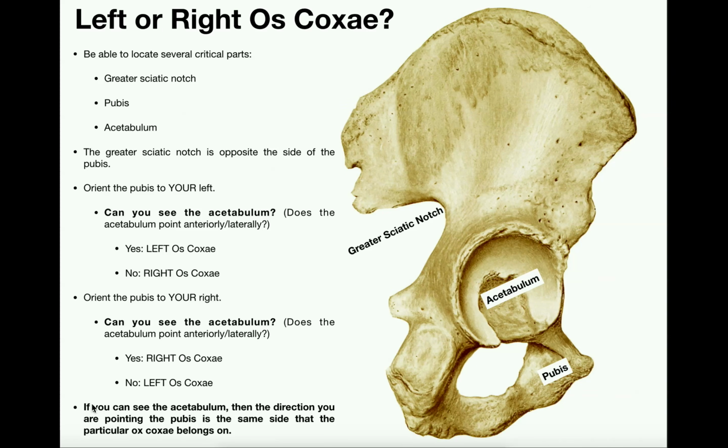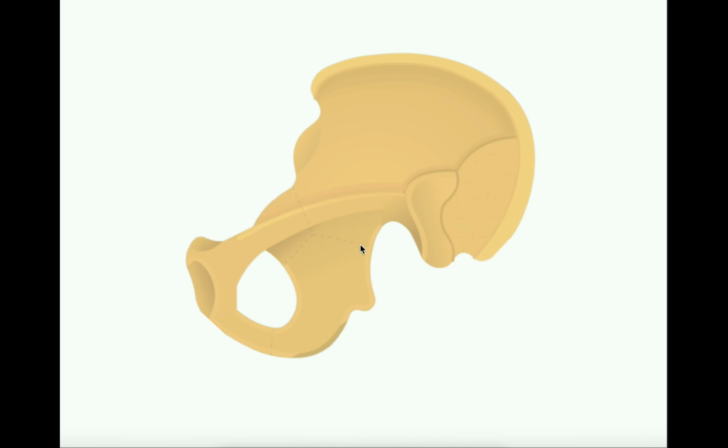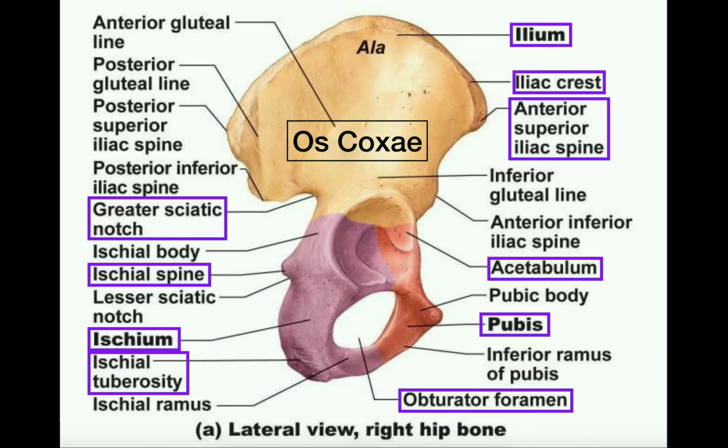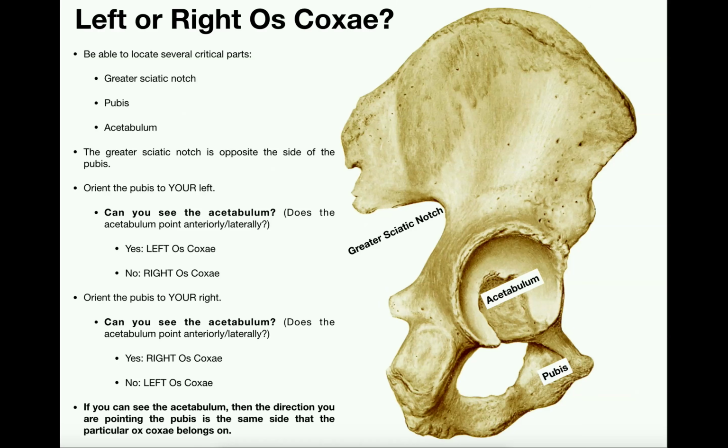Again, what we're saying is that if you can see the acetabulum, then the direction you are pointing the pubis is the same side that the particular os coxa belongs on, right and right or left and left. If you can't see the acetabulum, then it's the opposite. That's why it was the opposite here: because I can't see the acetabulum, and I'm orienting the pubis to the left, this is a right os coxa. It's actually the same as this one, it's just flipped upside down. Hopefully that makes sense. And hopefully in this video you were able to pick up a lot of the important pieces of each os coxa and then differentiate the left os coxa from the right.